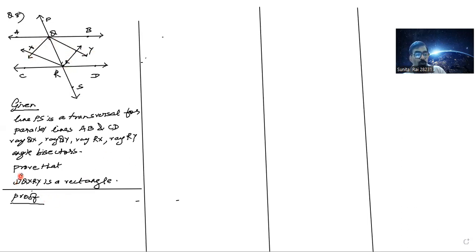And what do you have to prove? Quadrilateral QXRY is a rectangle. What is the definition of a rectangle, children? When all the angles of a quadrilateral are right angles, then the quadrilateral is called a rectangle. Try to understand, children. It means if all four angles of a quadrilateral are 90 degrees, then we can say it is a rectangle.